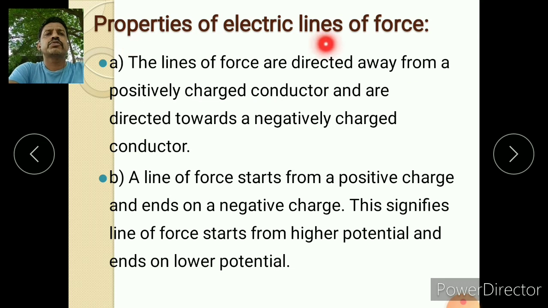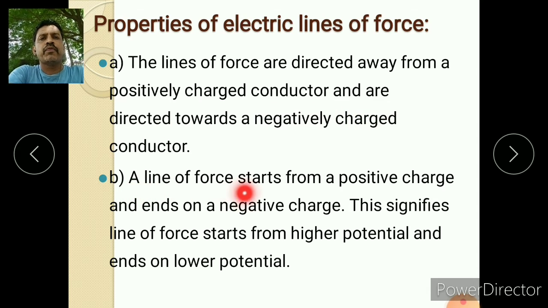The properties of electric line of force. The lines of force are directed away from a positively charged conductor and are directed towards the negatively charged conductor. It means the lines of force move from the positive charge towards the negative charge, away from the positively charged conductor and towards the negative charge. In the direction where the negative charge is, the lines are moving.